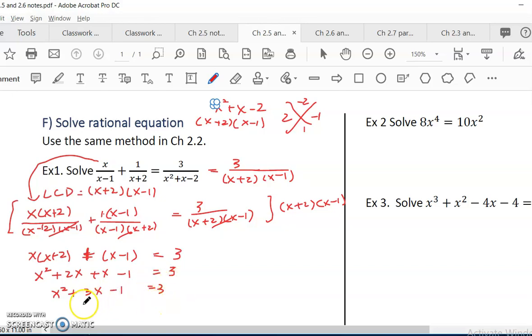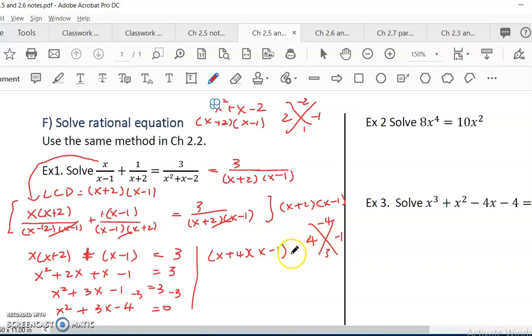I minus 3 on both sides, so it'll be x squared plus 3x minus 4 equal to 0, right? So this is obviously factorable. Negative 4 and 3. 4 times negative 1, right? So it'll be x plus 4, x minus 1. When you multiply them, they are negative 4. When you add them, they are 3. So equal to 0. So x is equal to negative 4 and x equal to 1.